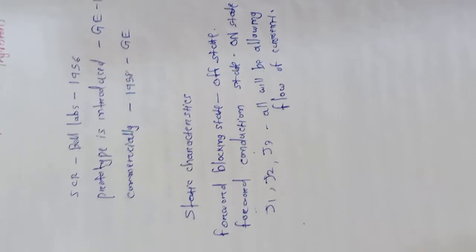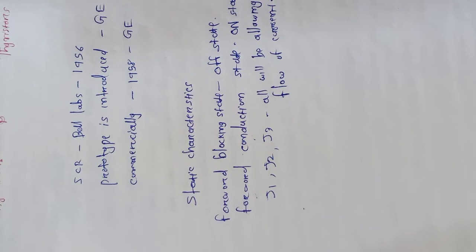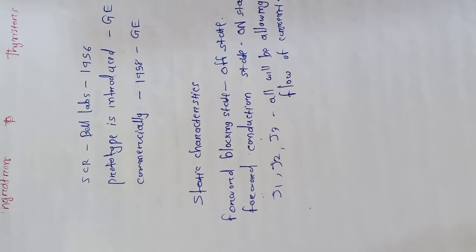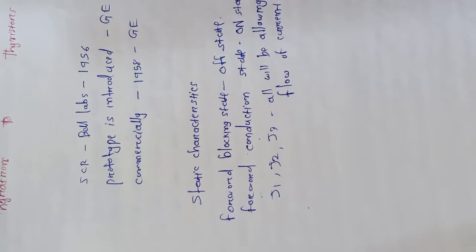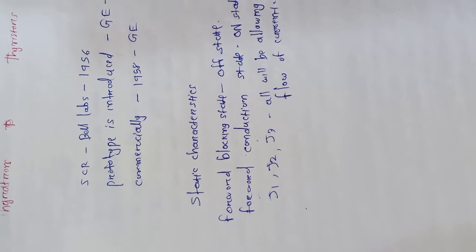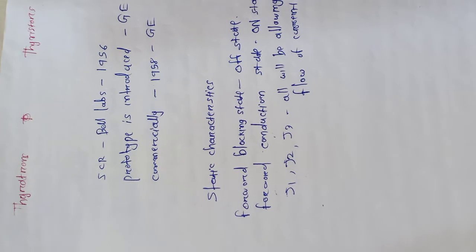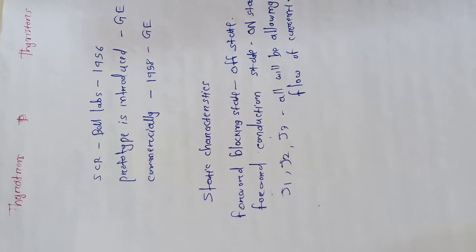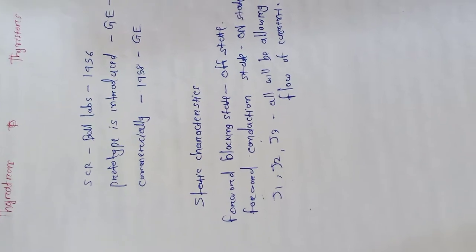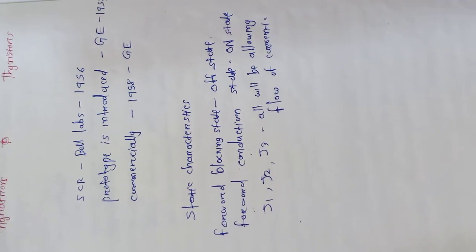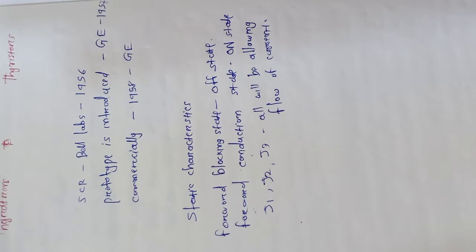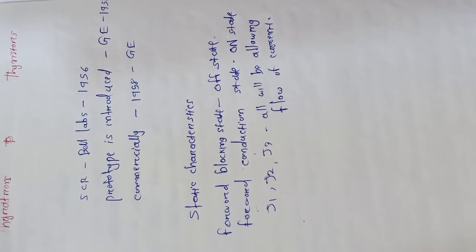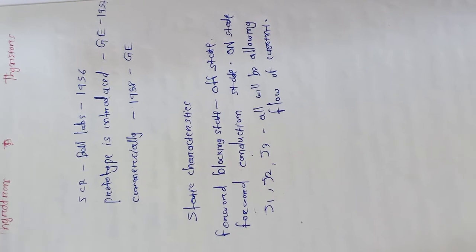So forward blocking state of a SCR is equivalent to an open switch and voltage across the device is the supplied voltage and current is forward leakage current. And turn on of SCR means forward blocking state to forward conduction state. So to shift the state of a SCR from its forward blocking mode to forward conduction state is called turning on of a SCR.